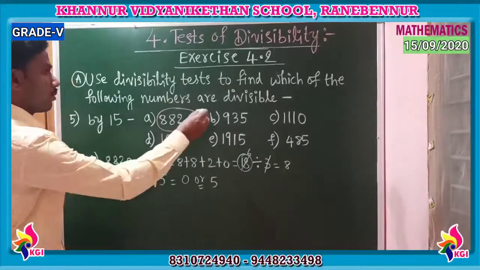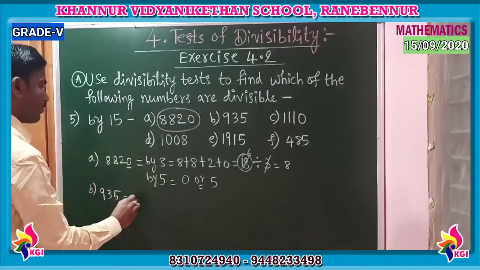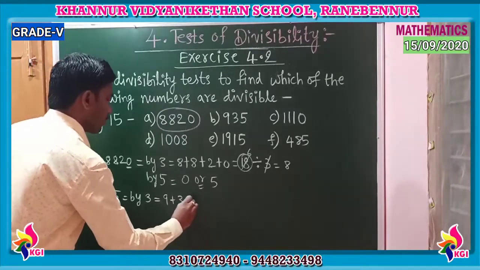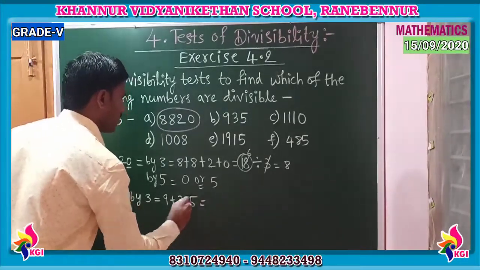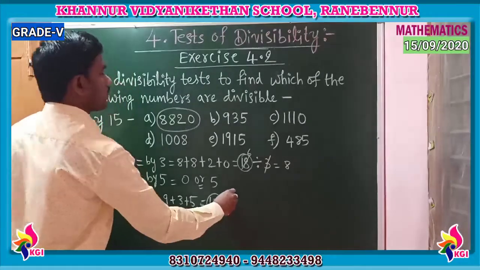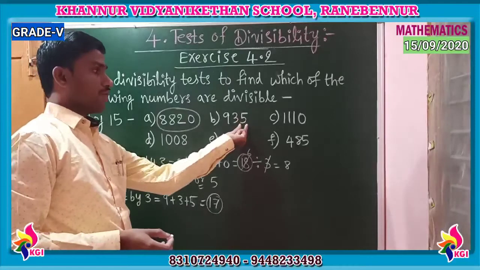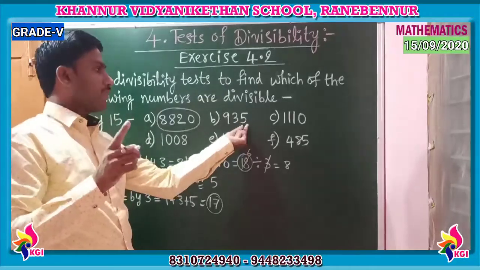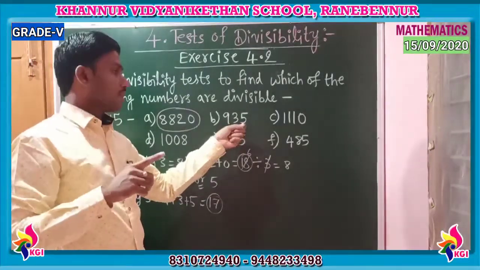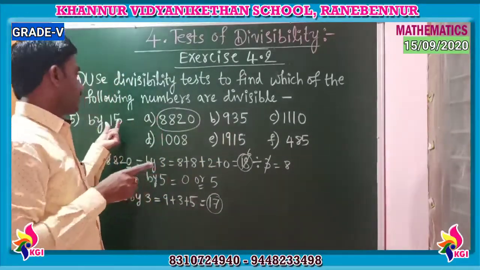Okay, then what about 935? First of all, we check the divisibility by 3 rule. 9 plus 3 plus 5: 9 plus 3 is 12, 12 plus 5 is 17. 17 is not divisible by 3. But it is divisible by 5, because the last digit is 5. But it is not divisible by 3, so it is not divisible by 15.